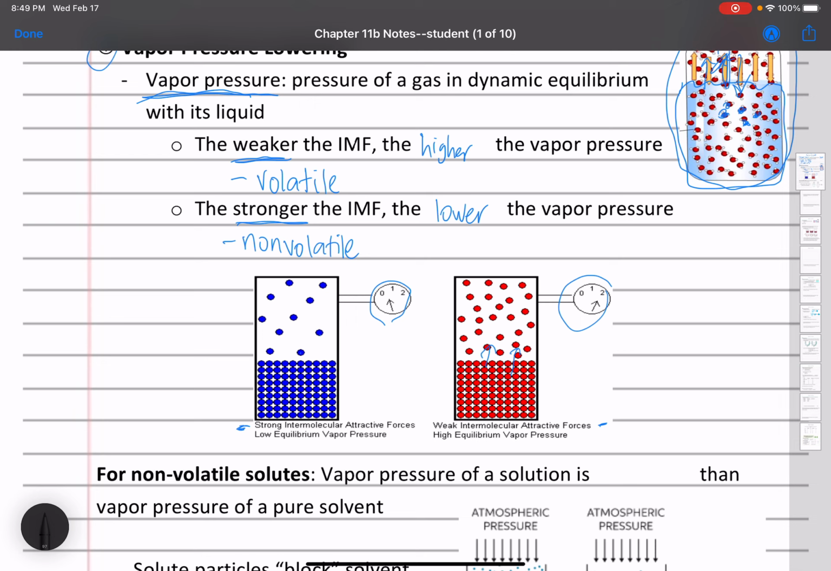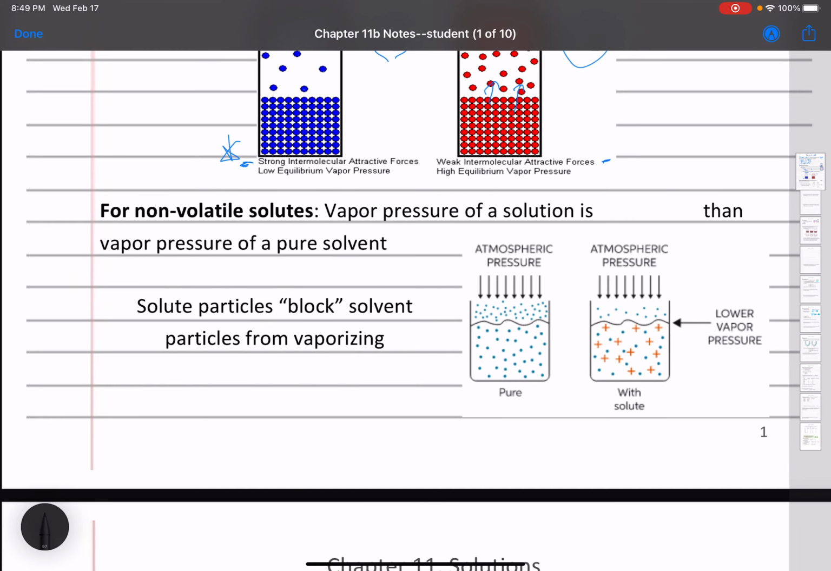So let's start by talking about these non-volatile solutes. For non-volatile solutes, the vapor pressure of the solution is going to be lower than the vapor pressure of a pure solvent.